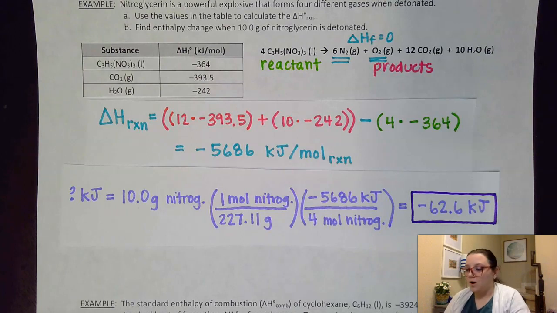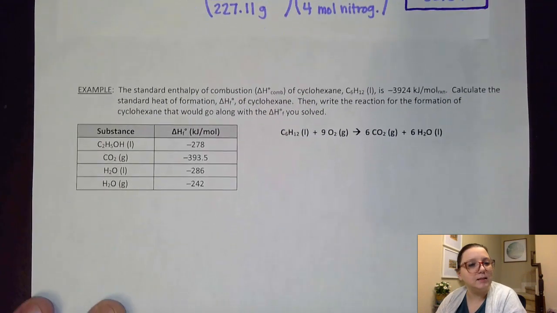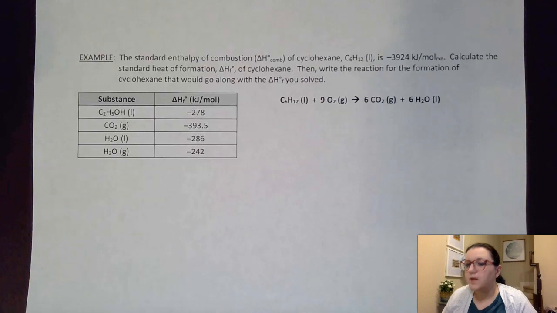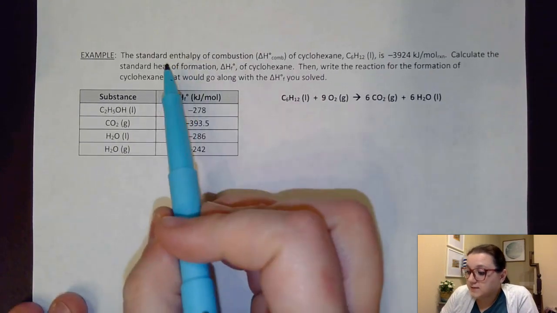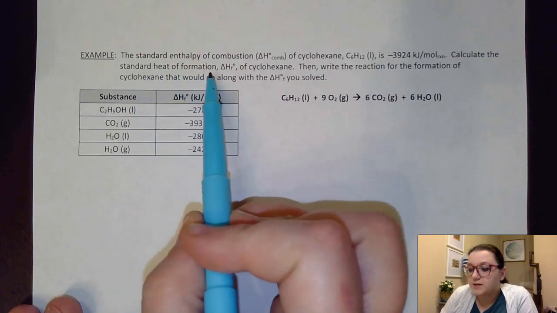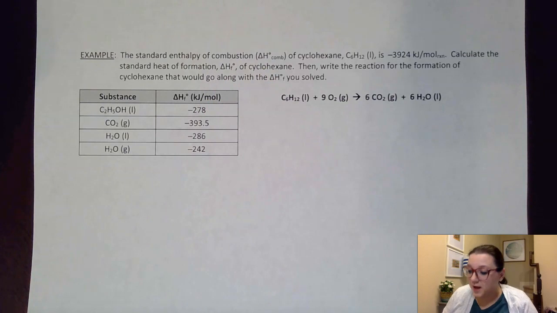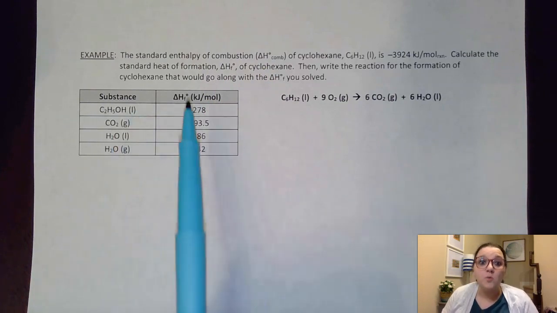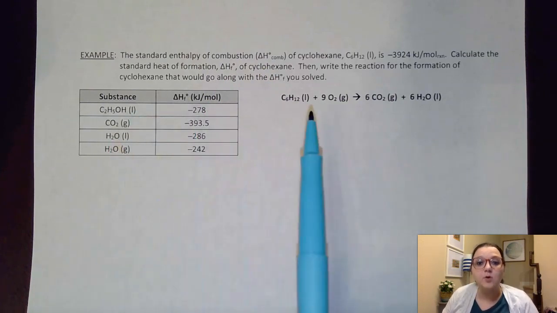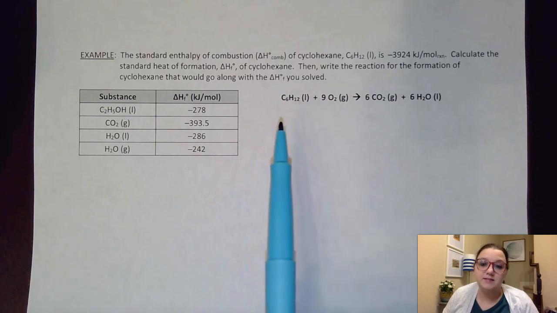All right, we got one more problem down here. This one's a little bit different. If we start reading through this problem, we notice that what they're asking us here is actually to solve the standard heat of formation of cyclohexane, which means they're actually asking us to solve what data piece goes in this table for this compound of C6H12.